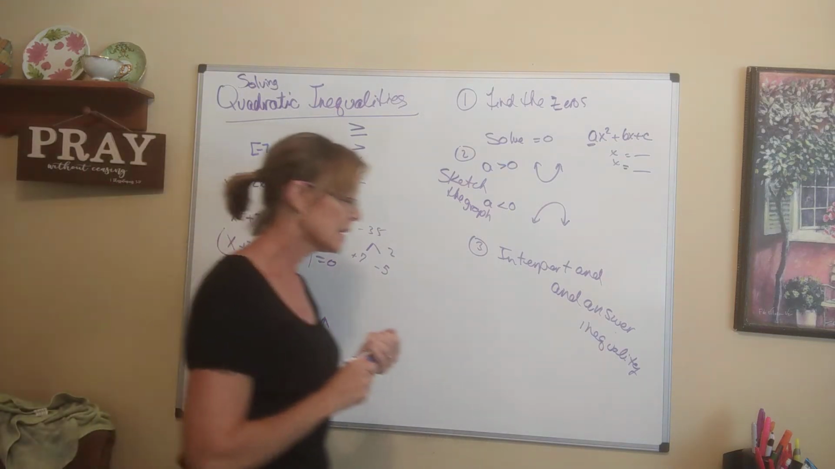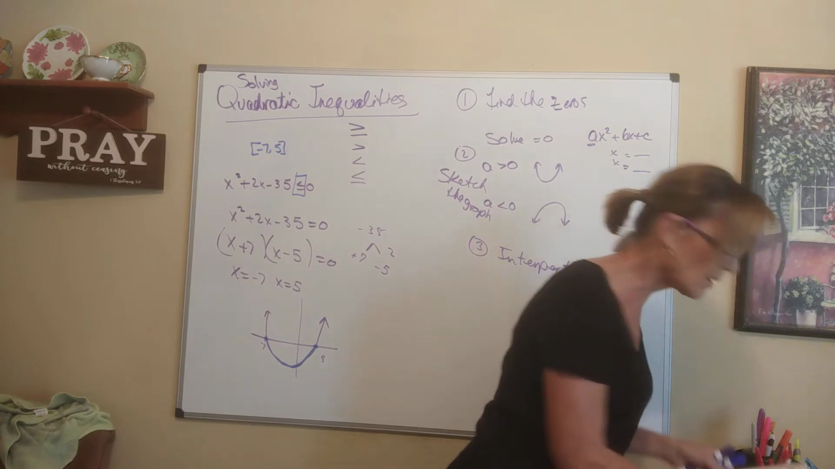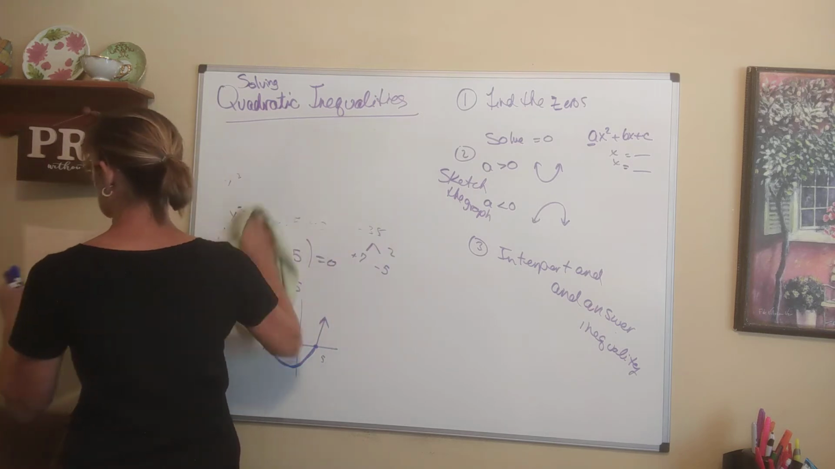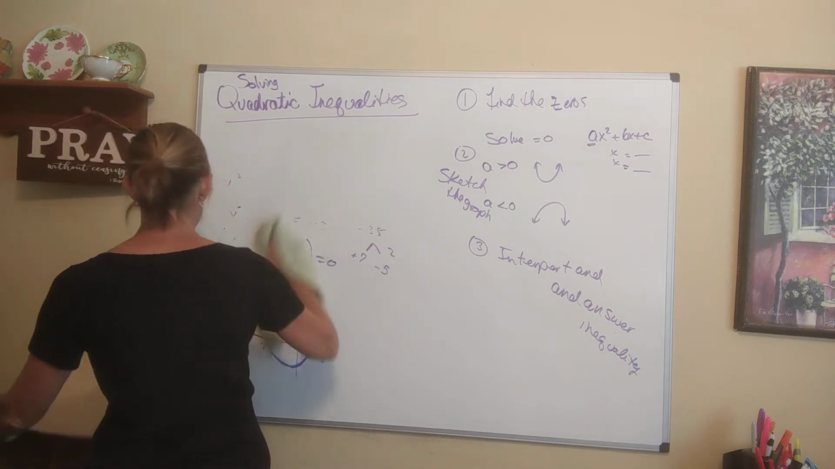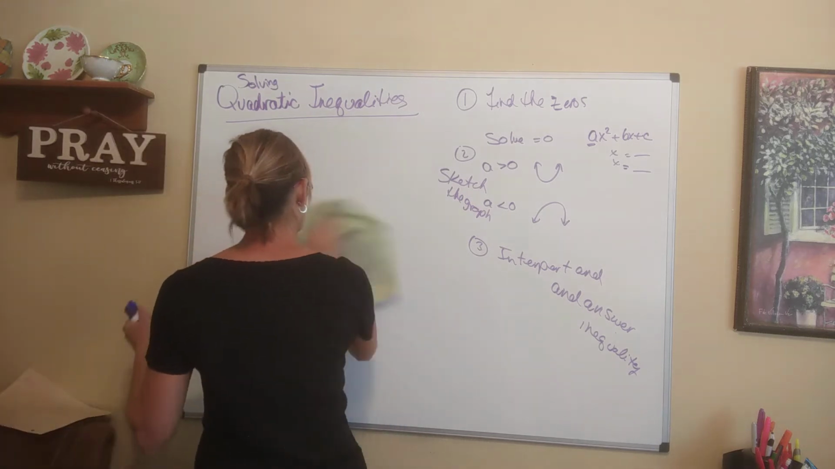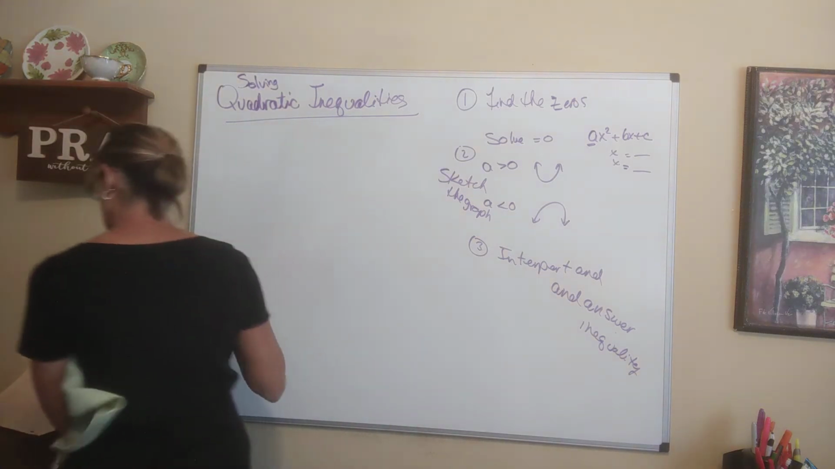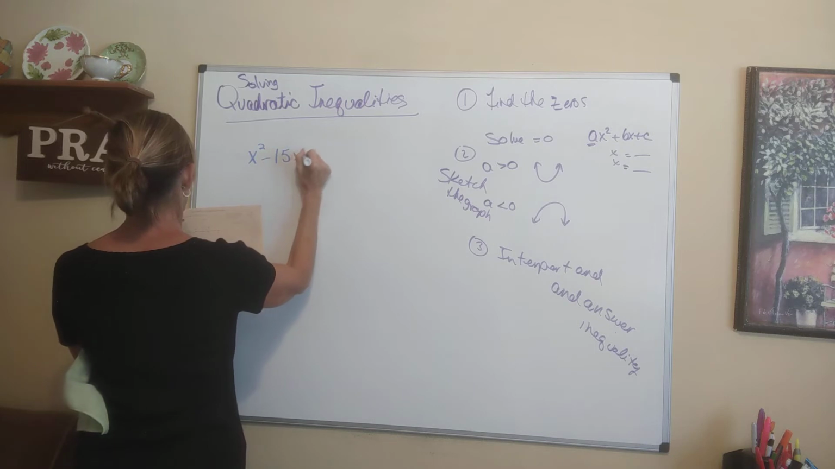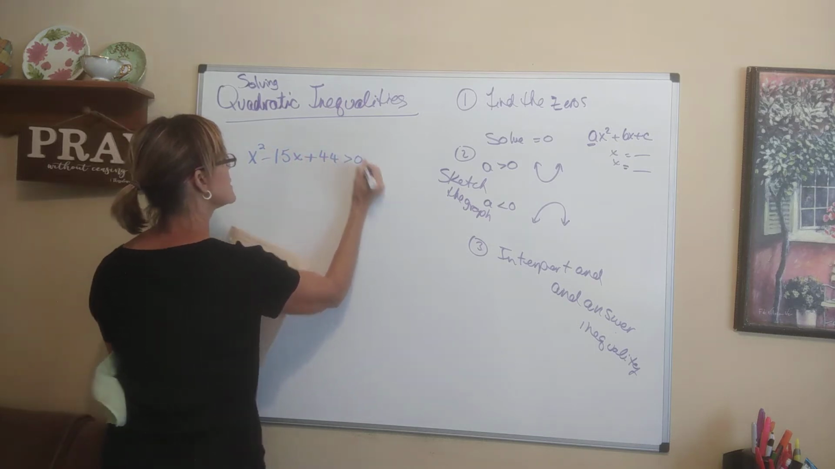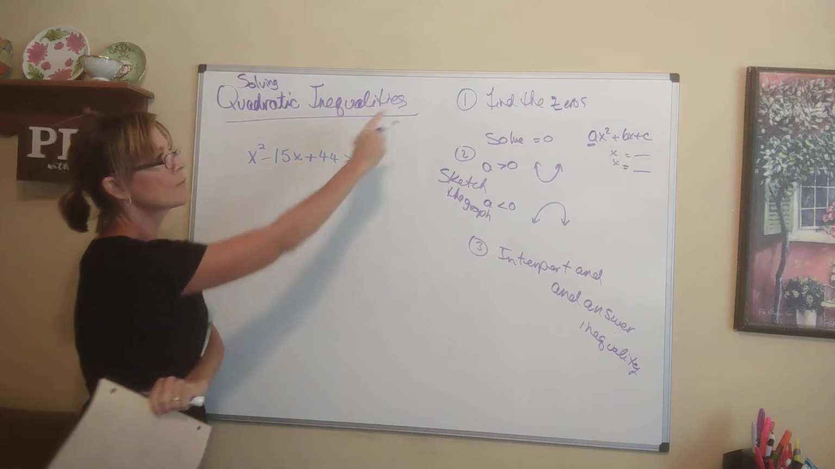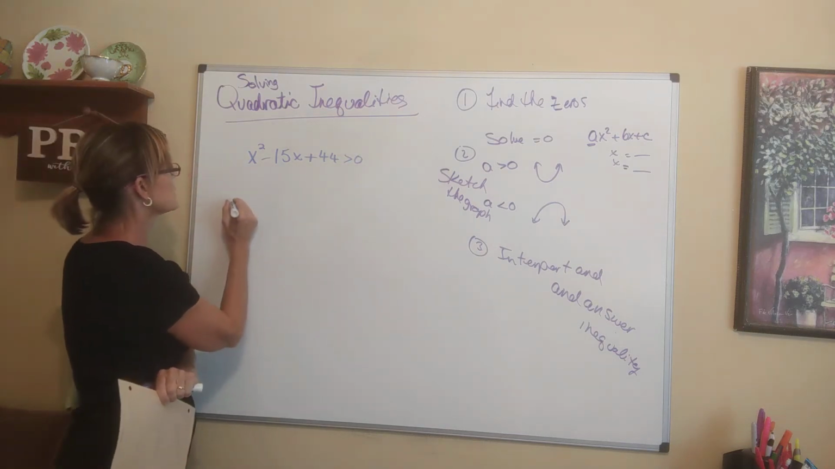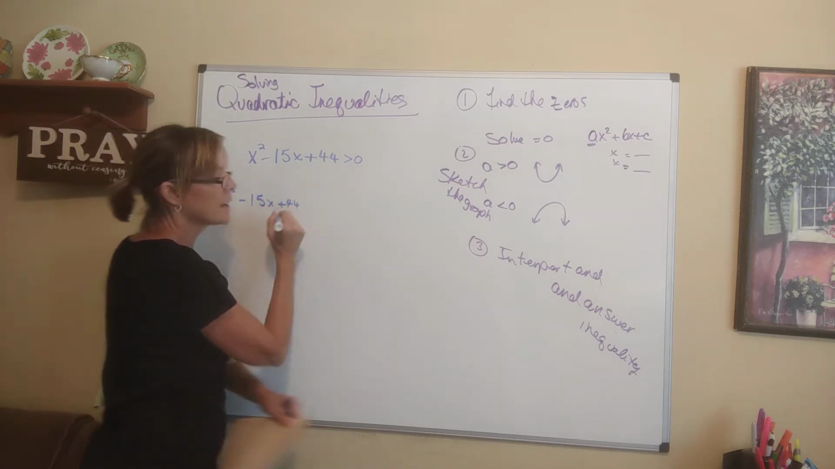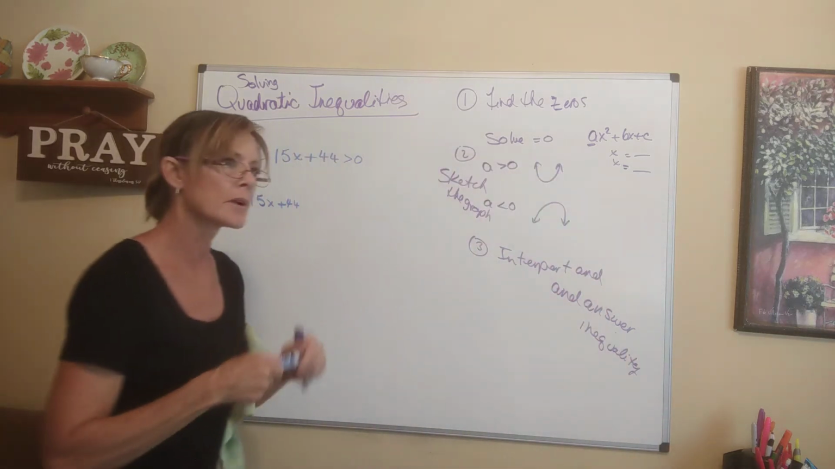All right, let's do a second example. How about this? Let's solve x squared minus 15x plus 44 is greater than 0. Okay, here we go. We want to find the zeros, so we're going to set it equal to 0 and solve. So x squared minus 15x plus 44 equals 0. We're going to find the x-intercepts.